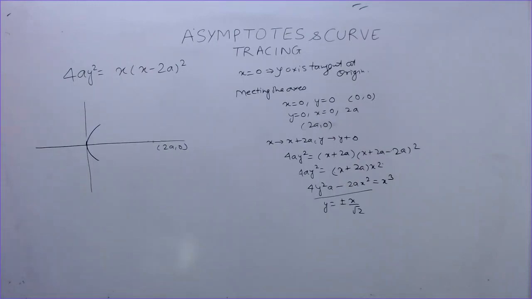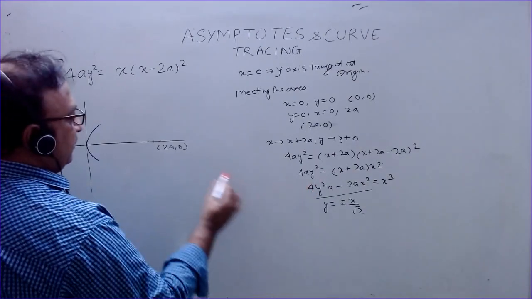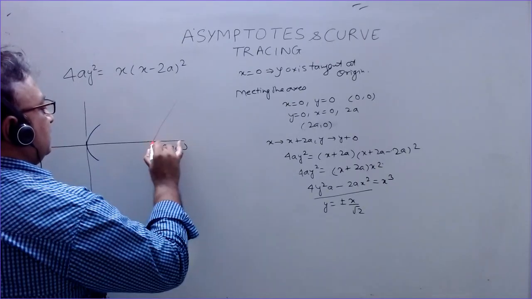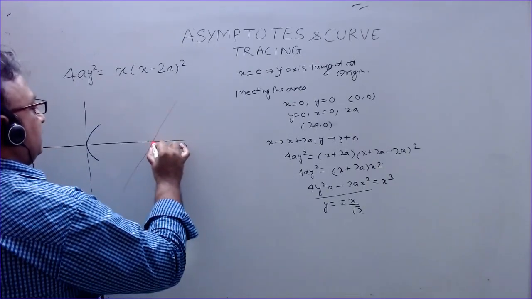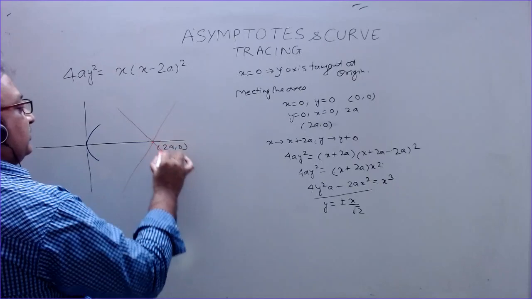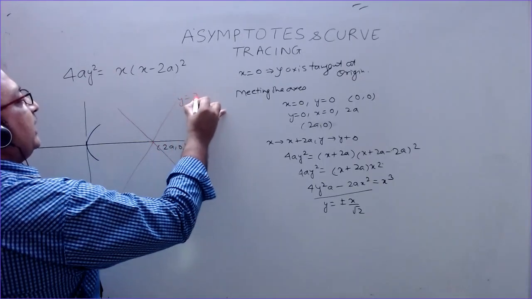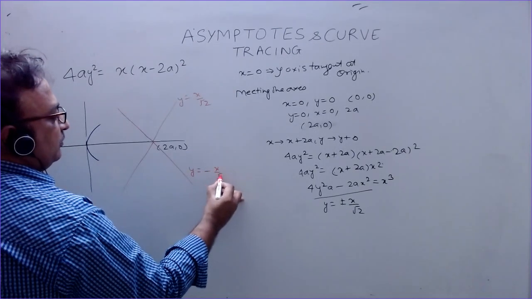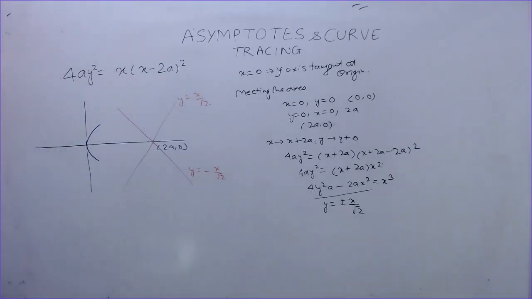And you know that tan 45 is 1, and then tan is increasing, tan 60 is root 3. So the line y equal to x by root 2 will be like this, and the other line is perpendicular to this, y equal to minus x by root 2. These are the tangents to the curve at this point.